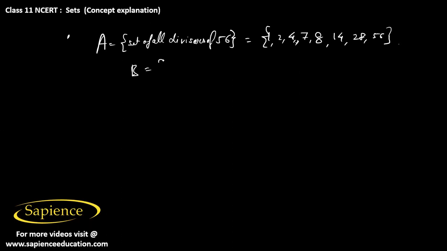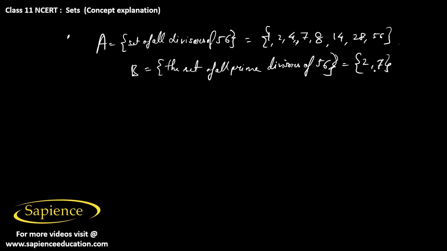And the set B is the set of all prime divisors of 56. So 1 is neither prime nor composite. Therefore 2 and 7 are the only prime numbers which are divisors of 56. So here we can say that 2 and 7 also belong to the set A. So therefore B is a subset of A.